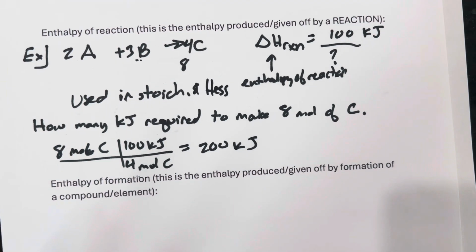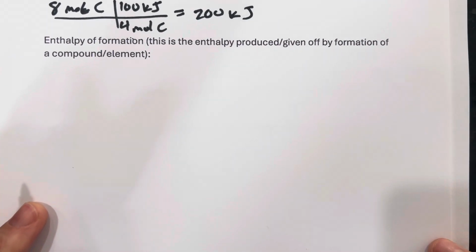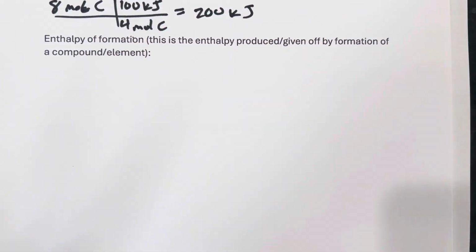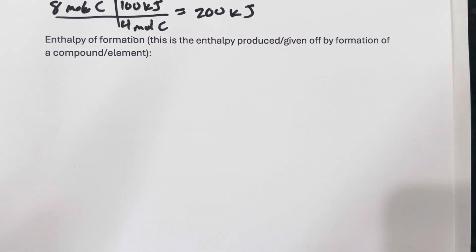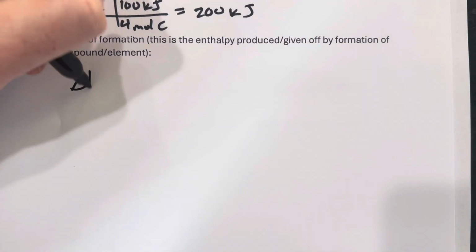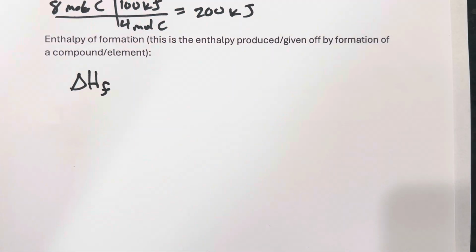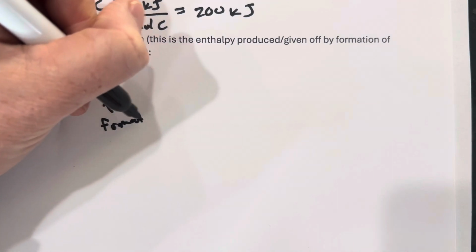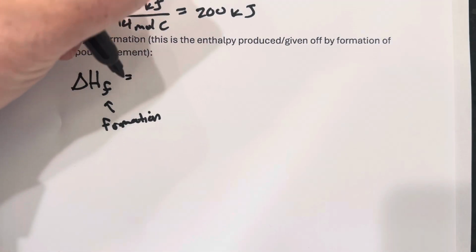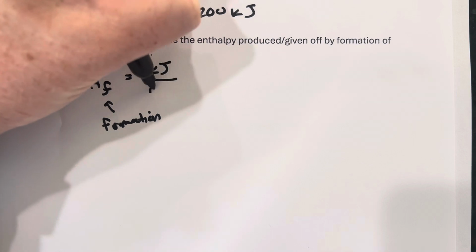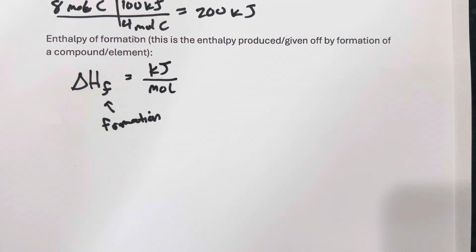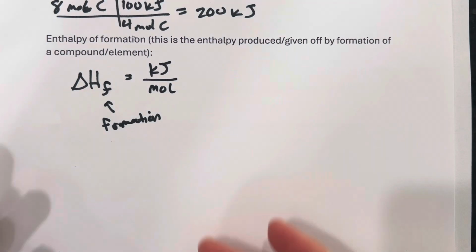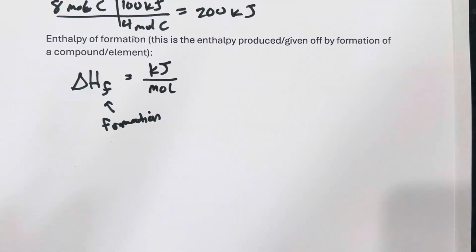Let's look at the enthalpy of formation. This is the enthalpy that's given off by the formation of a compound or an element. So this is delta H F, where the little f stands for formation. The units of this are in kilojoules per mole, and we're going to be working with it right now. Before we do, let's go over a few things.